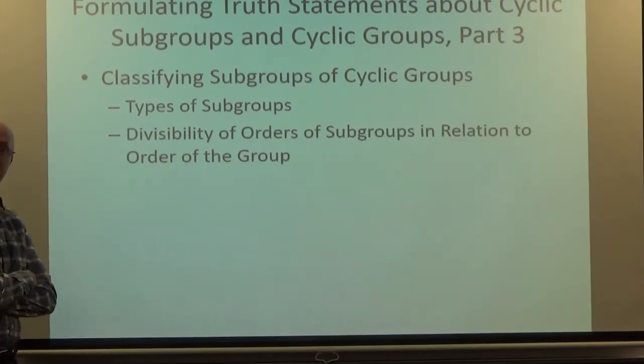The order of any subgroup of a cyclic group must divide the order of the group. That's actually a fact that generalizes to arbitrary groups. We will see in chapter 7 that the order of any subgroup of an arbitrary group divides the order of the whole group. It's easier to prove with cyclic groups, but it's also true in general.